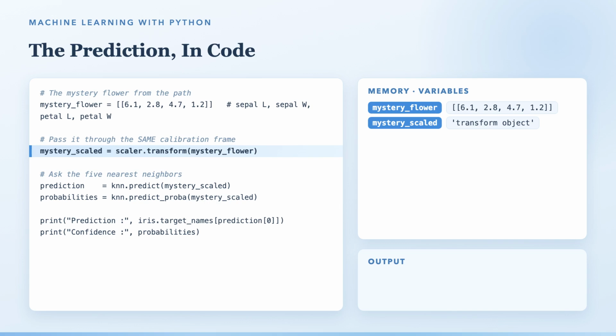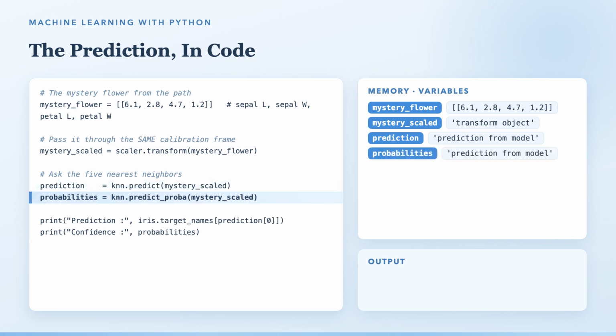Line 3, predict. Behind this one quiet word, everything we watched happens again. The distances, the 5 neighbors, the vote, and predict proba shows us the ballots themselves. 0 for Setosa, 0.8 for versicolor, 0.2 for virginica, 4 votes and 1, written as fractions. Versicolor. The flower has its name, and Kiko knows exactly where it belongs. 1 line at a time.